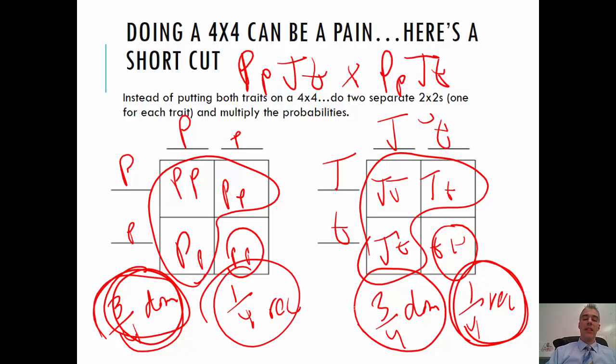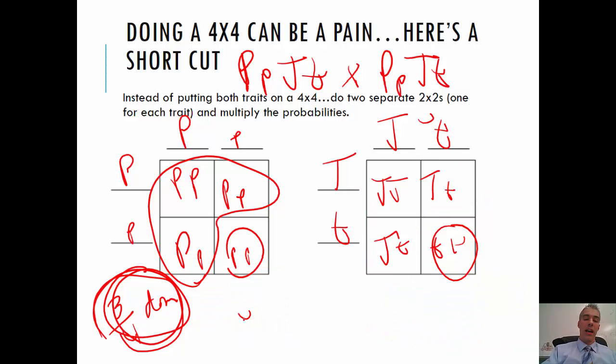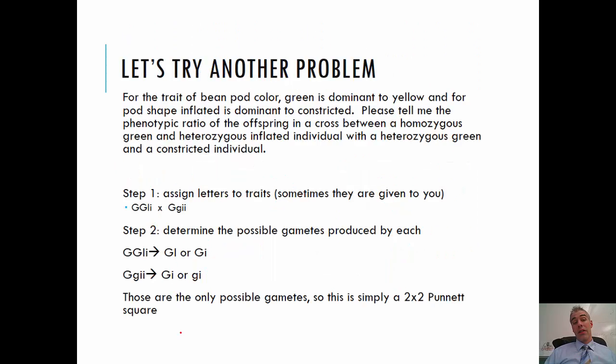How about this recessive and this dominant? 1/4 times 3/4, 3/16. How about the recessive times the recessive? 1/4 times 1/4, 1/16. So this is a shortcut. I think this method is actually much easier than doing the whole dihybrid cross, where you do a 4 by 4, but to each their own. Okay, let's try another problem.